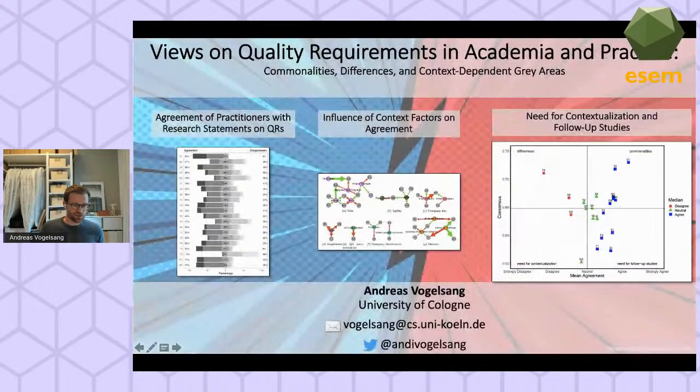Okay, so to conclude my talk, this was just a very rough overview. If you're interested in the detailed results, please have a look at the paper. What I presented was our study on the agreement of practitioners with research statements on quality requirements, the influence of context factors on the agreement, and finally this map that shows the need for contextualization and follow-up studies.